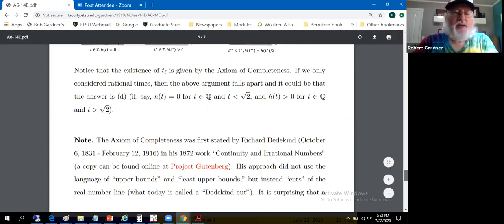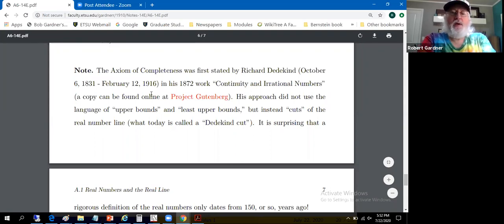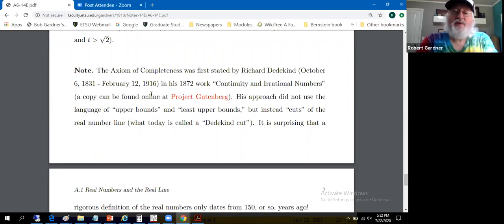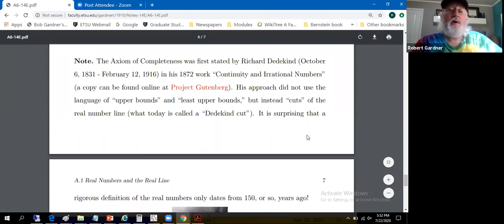Let's talk a little bit of history of where this stuff comes from. The axiom of completeness was first stated by Richard Dedekind, who lived from 1831 to 1916. He published this in 1872 in a work called Continuity and Irrational Numbers. Project Gutenberg has a copy of it out there. It's maybe 20 pages long, not a very long piece of work. Of course, it's a translation, but I've got a link to it in the notes. Just click on Project Gutenberg and it'll take you to Dedekind's work.